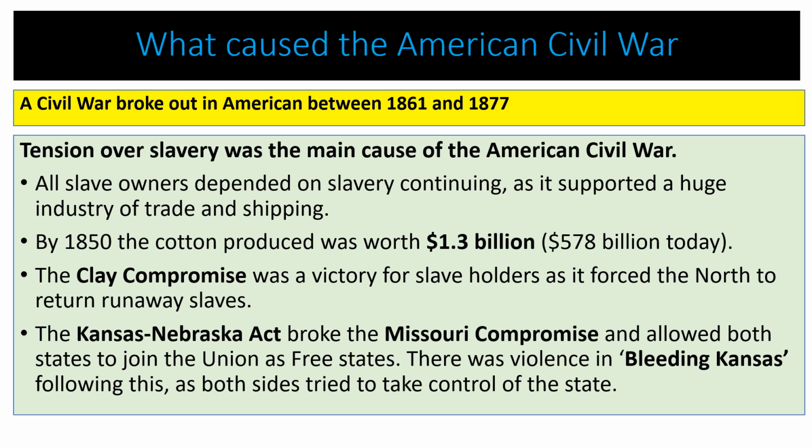The Clay Compromise, which we're going to find out about, was a victory for slaveholders as it forced the North to return runaway slaves, in the Fugitive Slave Act of 1850. The Kansas-Nebraska Act of 1854 broke the Missouri Compromise and allowed both states to join the Union as free states. There was violence in Bleeding Kansas following this, as both sides tried to take control of the state and tried to bring slavery into those two states.